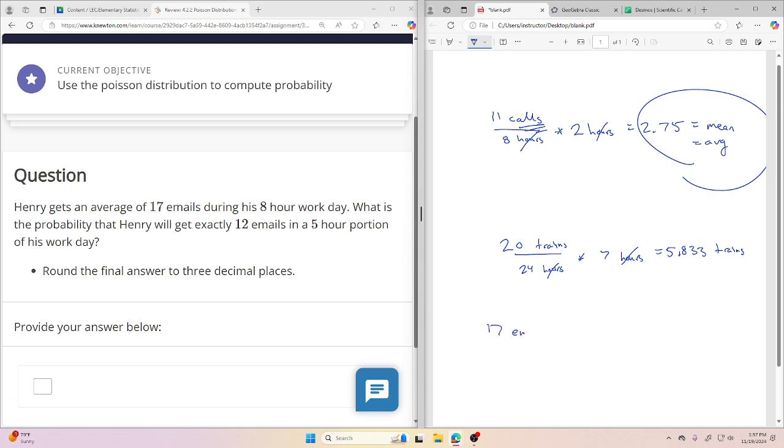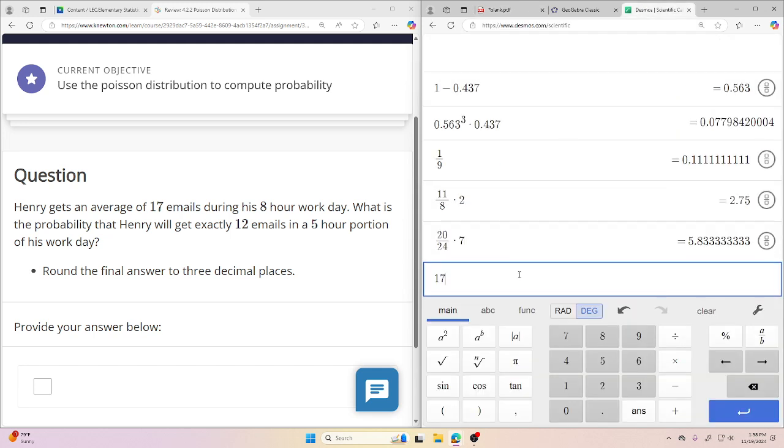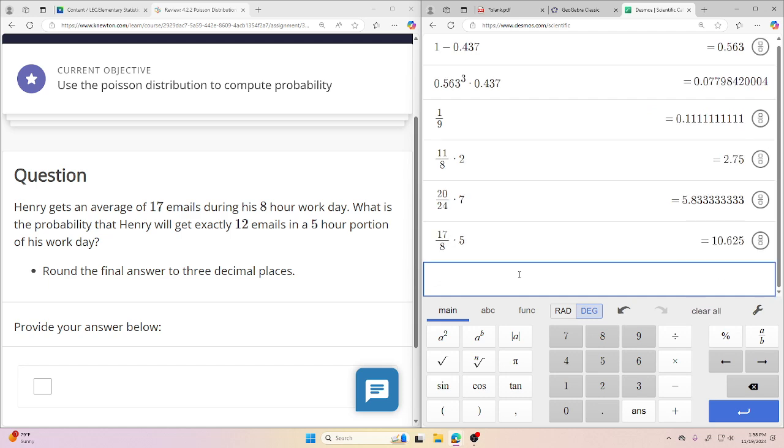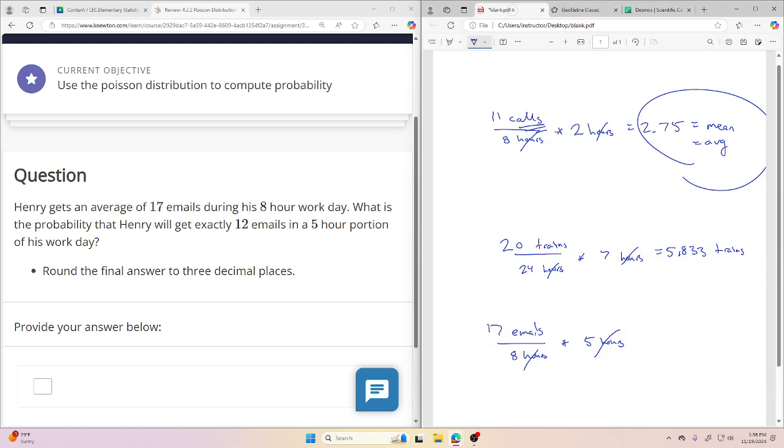So 7 emails every 8 hours. And then I'm going to cancel that with the 5 hours. Very repetitive. But that's the thing. Once we practice this a couple of times, it's like, aha, I see it now. Are y'all understanding what I'm going with here? 10.625. Awesome. So I'm going to put that into GeoGebra, 10.625.